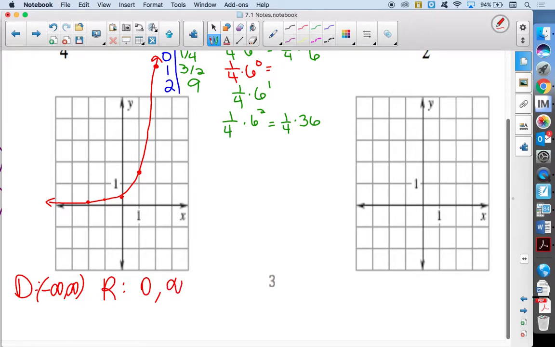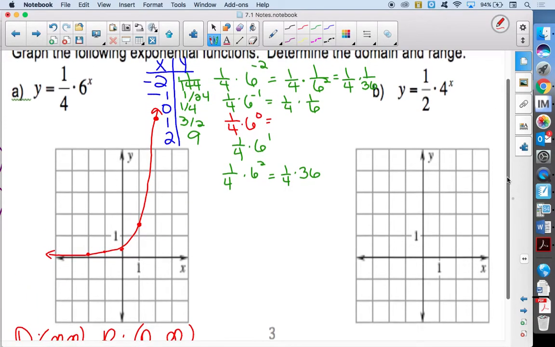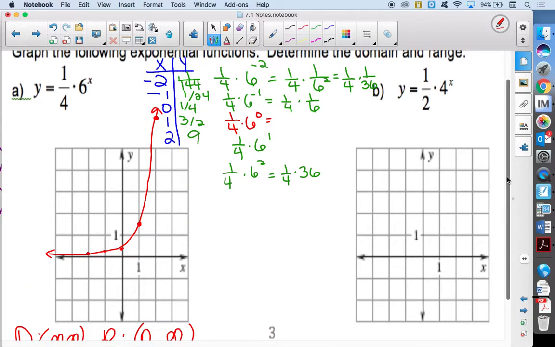0 to infinity. And again, it will never touch 0. It can't be 0. Will that always be the domain and range? For the problems that have no translation, yes. So when we switch the page, you'll see why the range may change. The domain will not, because you can always put any number in for x. So the domain will not change, but you'll see how the range changes a little bit.